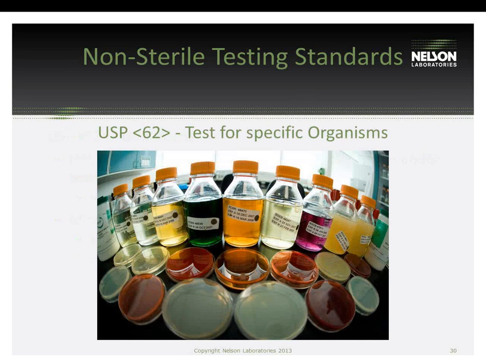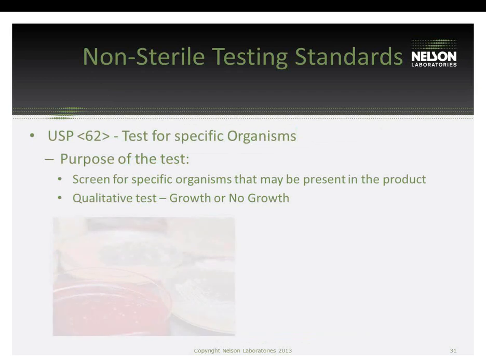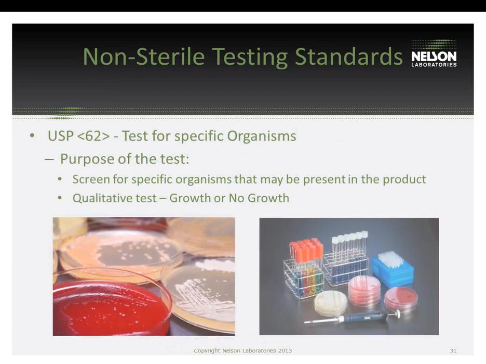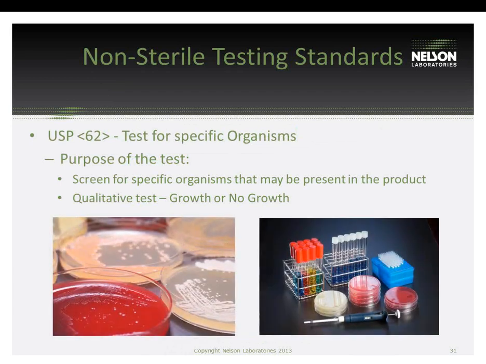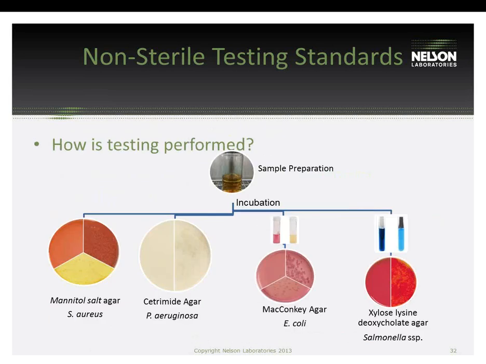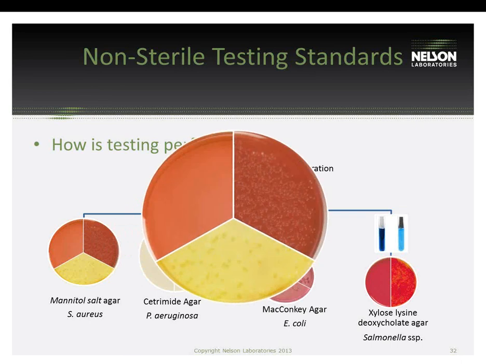Next, we're going to cover USP 62 testing, tests for specific organisms. The purpose of this test is to look for very specific organisms that may be present in the product, and this is a qualitative test, so we're just looking for growth or no growth of those specific organisms. The testing is performed by using that same preparation that we described in USP 61 and placed in either broths for incubation or directly onto plates.